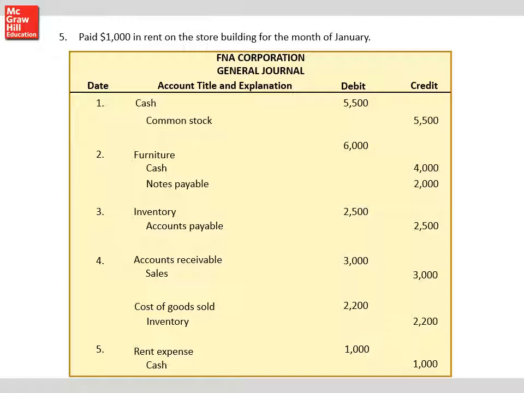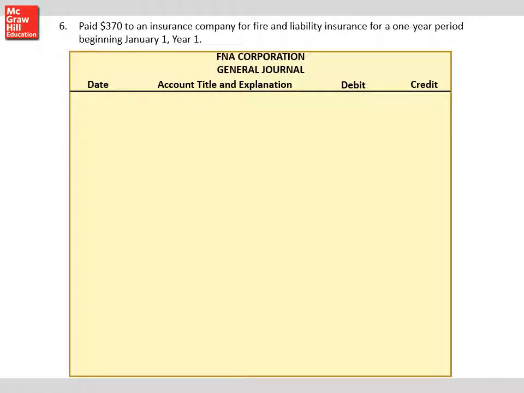Okay, number 6, paid $370 to an insurance company for fire and liability insurance for a 1-year period beginning January 1 of year 1. Well, we'll debit prepaid insurance for $370 the day we pay it. That's an asset. Because the insurance coverage will be used up over the year, as of the day we pay it, it is not an expense yet. And we will credit cash because we paid with cash.